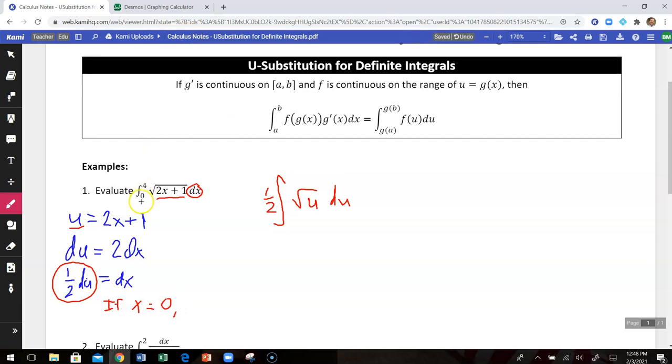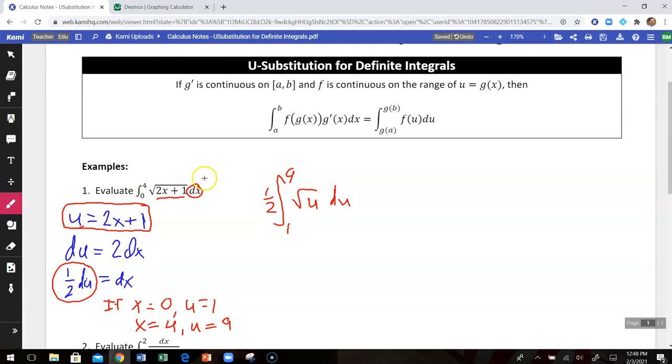So if x is 0, I'm going to use this definition of what we're letting u equal. U is 2x plus 1. So if x is 0, u is 1. So I'm going to change this bound to 1 because that's now my u value that represents x being 0. And I'm going to do the same thing: if x is 4, then u would be 9. And now I can go ahead and evaluate this.